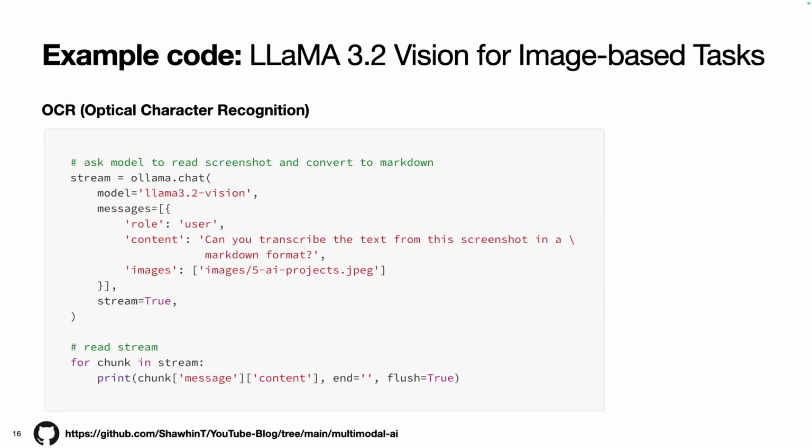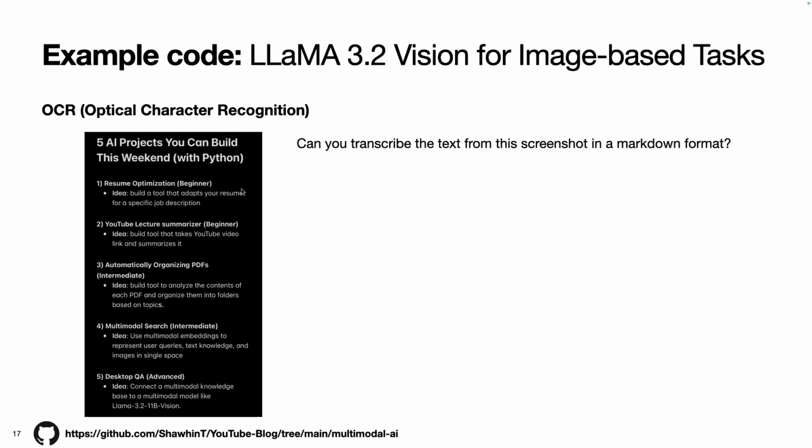And then the final thing is optical character recognition. The code looks exactly the same, but now we're going to prompt it to say, can you transcribe the text from the screenshot in a markdown format? And then we'll pass in a different image. So this is from a LinkedIn post describing 5 AI projects. And so not only do I want it to parse this text and write it out, I want it in the markdown format. So let's see how it does.